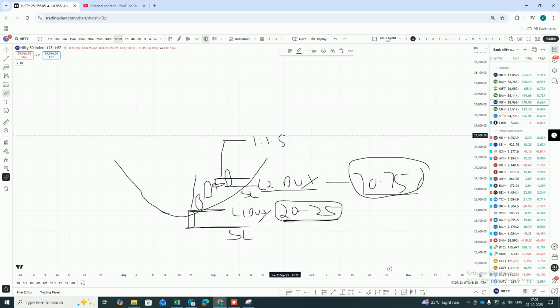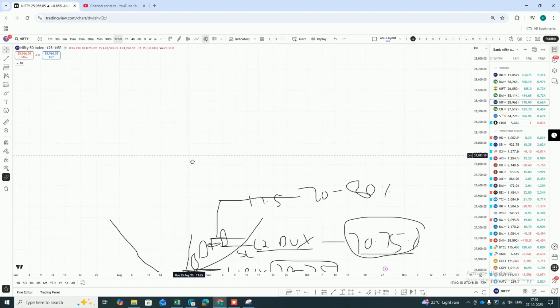And at this place, you are going to book 70 to 80% of your quantity. The remaining 20 to 30% of the quantity you are going to trail as per your risk reward. Now let's see how you will be entering the sell trade.